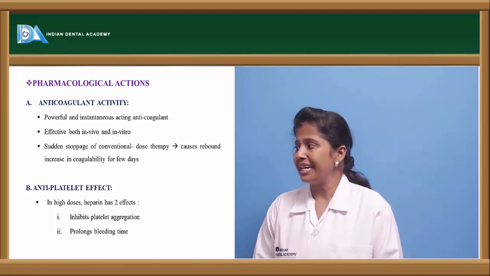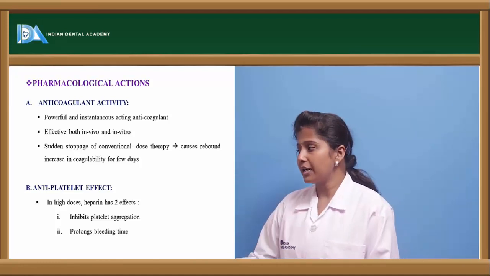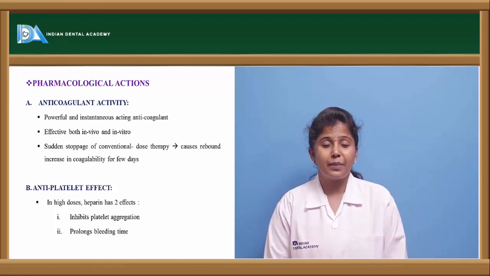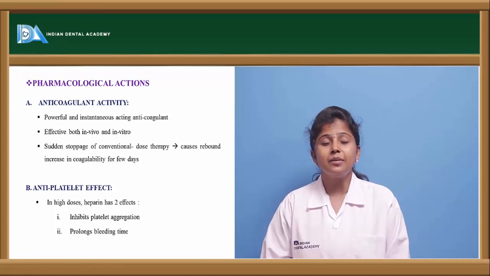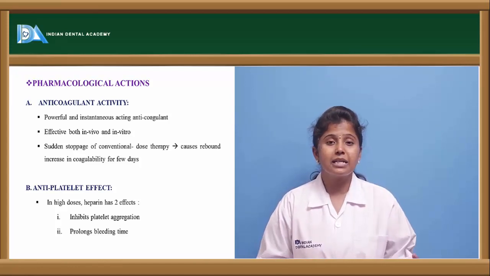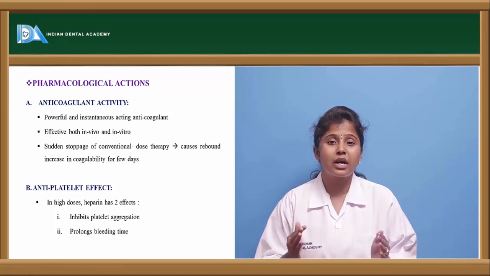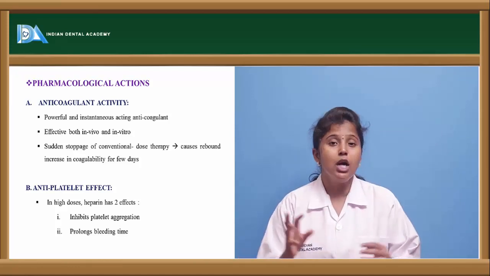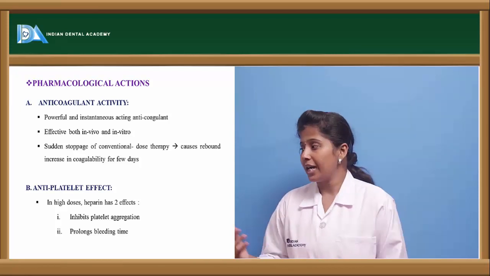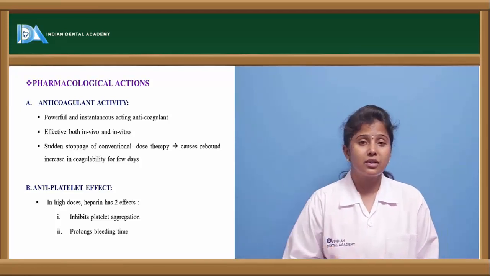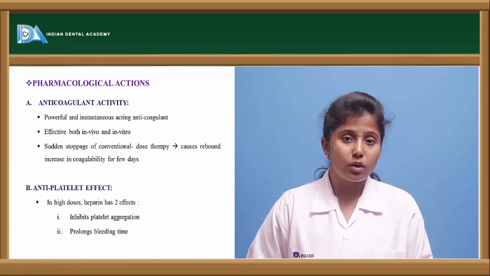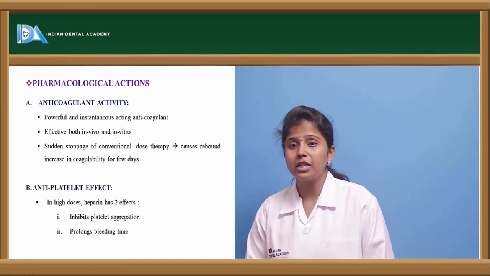Then there is the antiplatelet effect. If we give heparin in higher doses, it inhibits platelet aggregation. The platelets have to aggregate, or mass, or form a clump in order to form a coagulation. So the platelet aggregation is inhibited if heparin is given in higher doses, and it even prolongs the bleeding time. The time taken for the blood to ooze out of the body is prolonged or extended by this heparin.